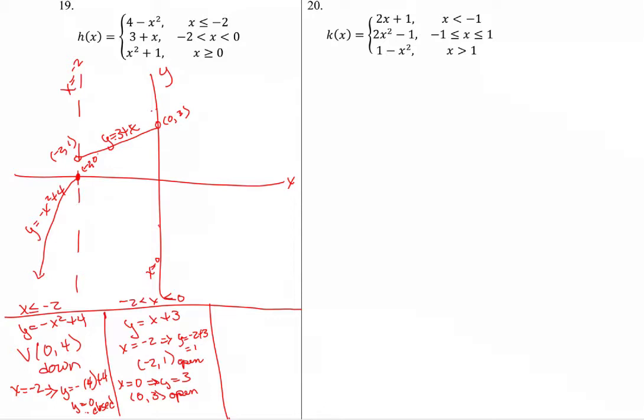All right? Now, at x greater than or equal to 0, I am y equals x squared plus 1. My vertex is (0, 1), and I open up. So I'm at (0, 1), and I'm a closed circle, and I open up. And so this is y equals x squared plus 1. And so that's what my graph should look like.